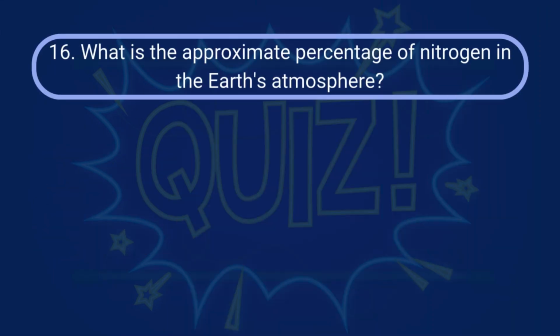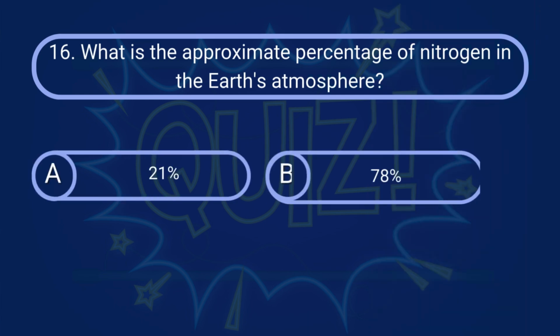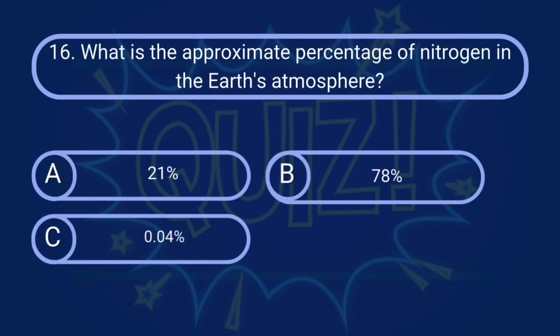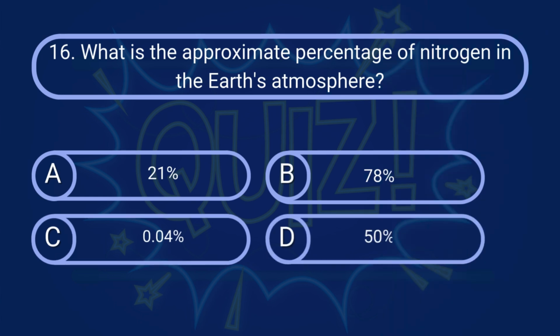What is the approximate percentage of nitrogen in air? 21%, 78%, 0.04%, 50%. Think for a second. The correct option will be 78%. Get ready for the next one.